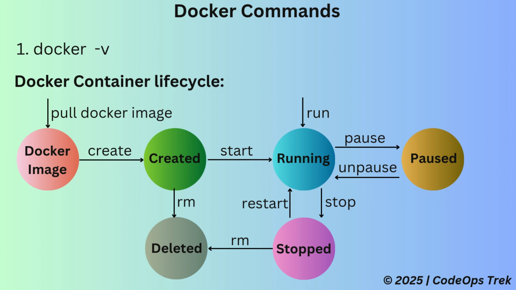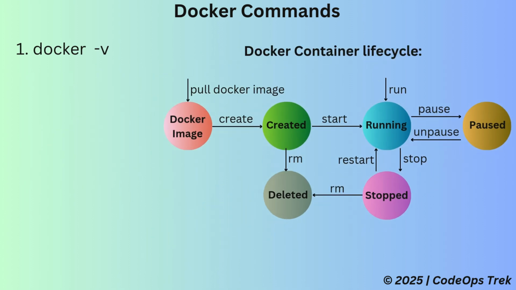Based on this, there are primarily 11 important Docker commands that help us manage containers efficiently. First is docker -v, which is used to check the installed Docker version. Second is docker pull, which is used to download a Docker image from a registry like Docker Hub.